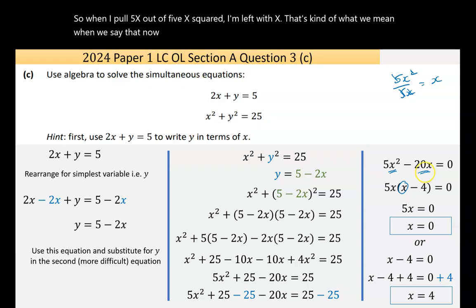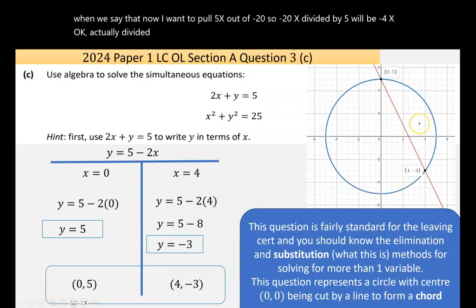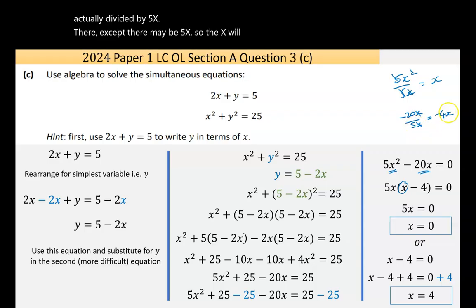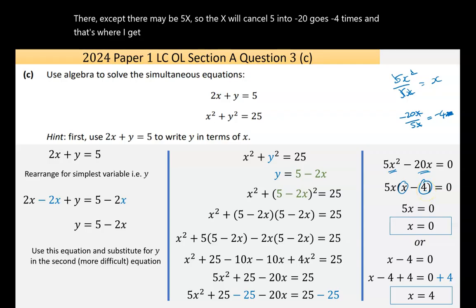Now I want to pull 5x out of minus 20x, so minus 20x divided by 5 would be minus 4x. Okay, actually divided by 5x. So divided by 5x, the x will cancel. 5 into minus 20 goes minus 4 times. And that's where I get this. So you have two factors here.